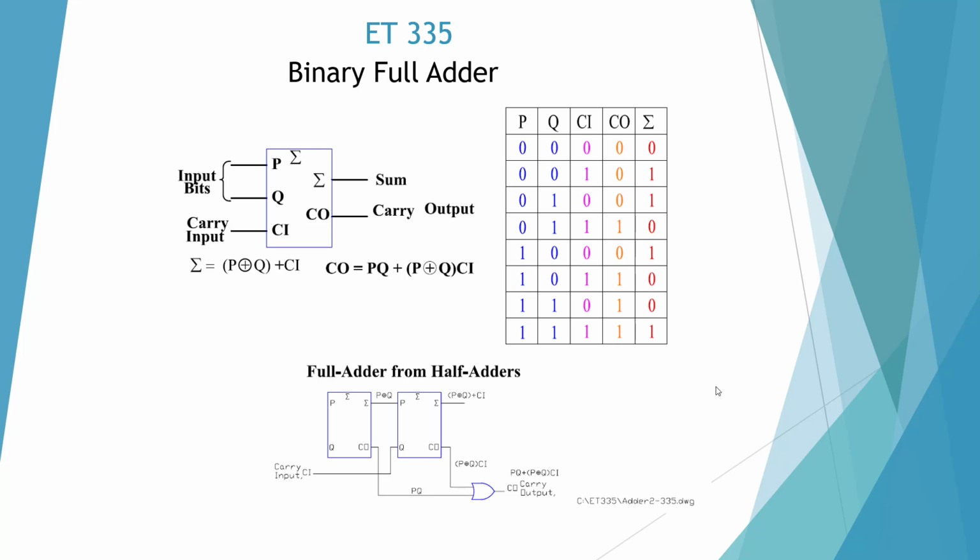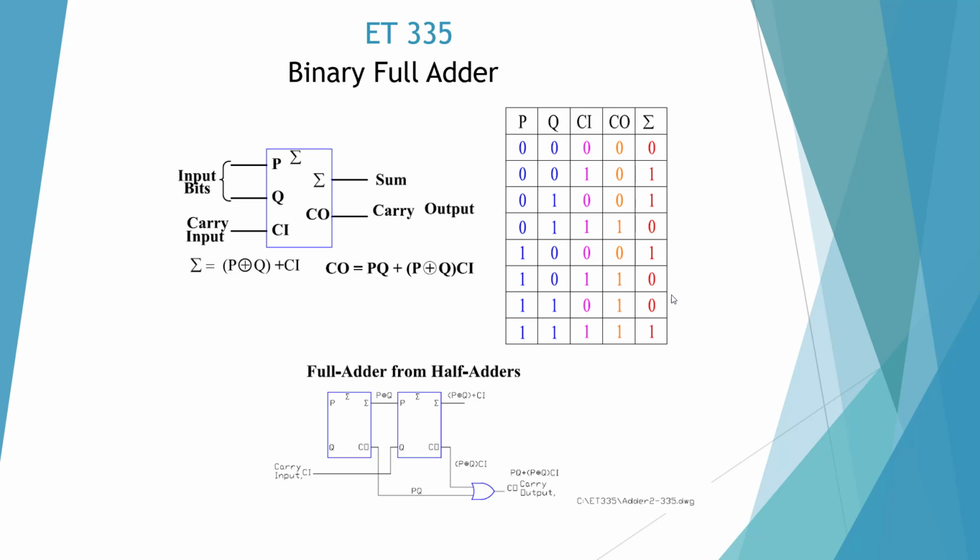Okay, here's a binary full adder. And the difference between a half adder and a full adder would be this carry input. So we're going to add three things together, P, Q, and the carry input. Again, we have the sum and we have the carry output.